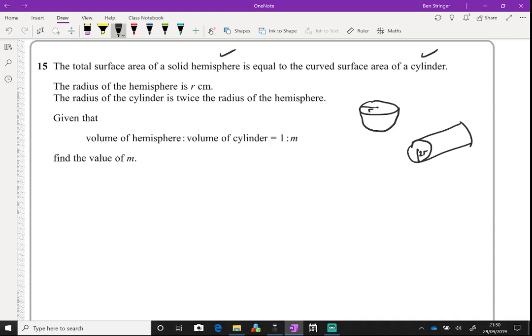So let's see if we got the surface area. We'll probably be given the surface area of a sphere. We'll have to halve the surface area of a sphere to get our curvy part. And we have to add on the area of a circle, pi r squared. That'll be the surface area of a hemisphere. And we should be given the surface area of a cylinder.